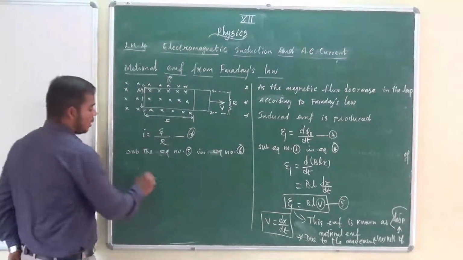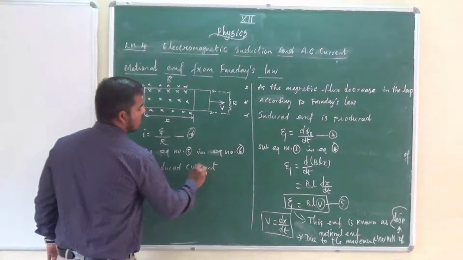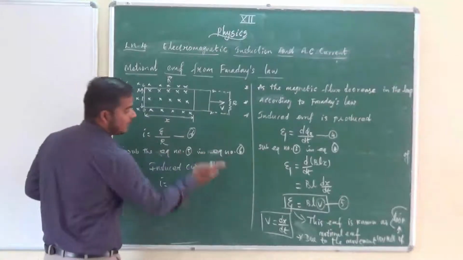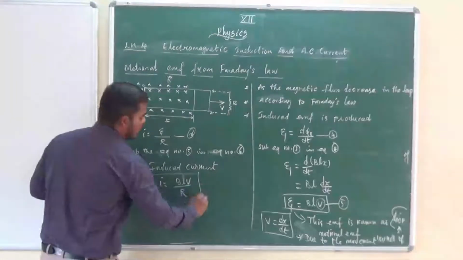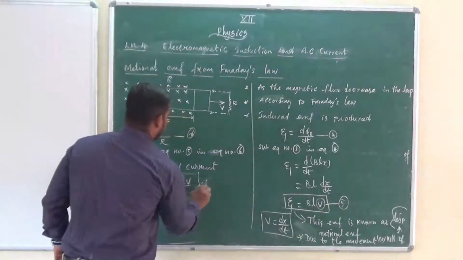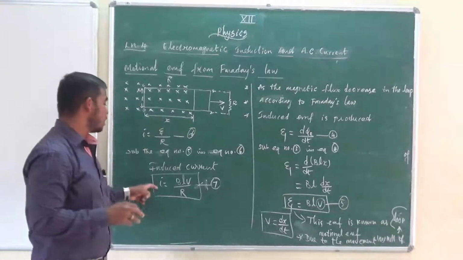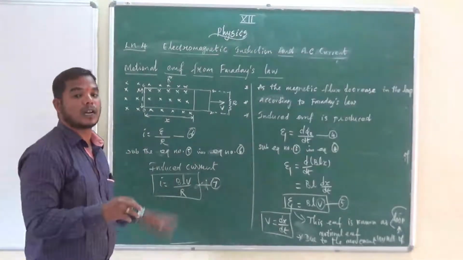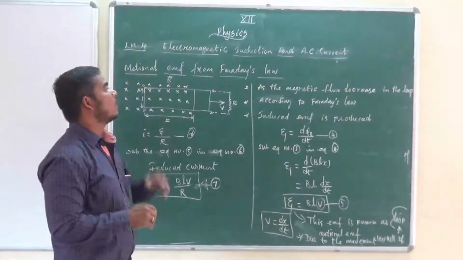What do we get? The new equation, the induced current. I is equal to, what is psi? Instead of psi, you have to write BLV by R. This is the required induced current equation, and we call it equation number 7. So equation number 5 is the motional EMF. Equation number 7 is the induced current. Due to motional EMF, induced current is produced in the given electrical circuit. Okay, so motional EMF from Faraday's laws.